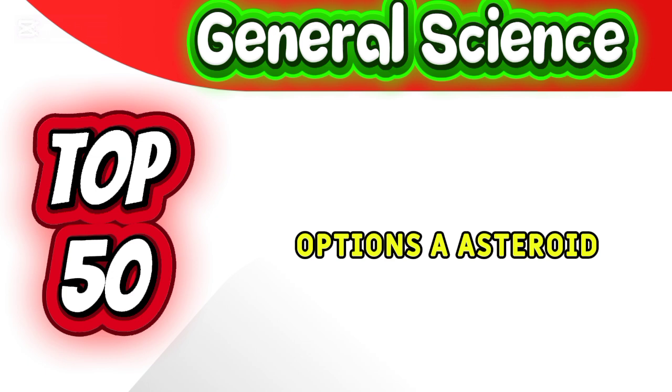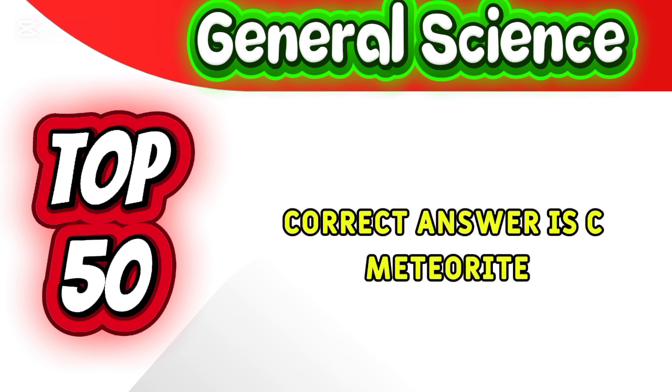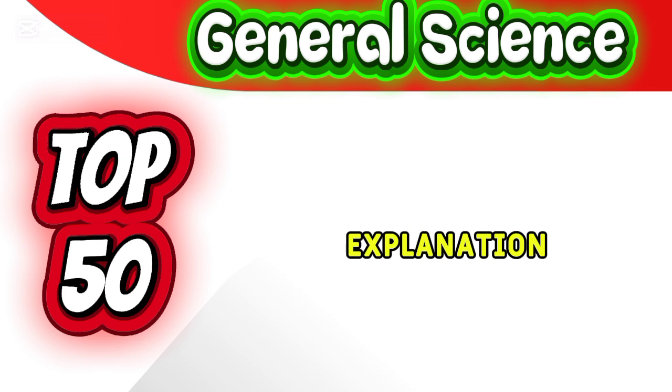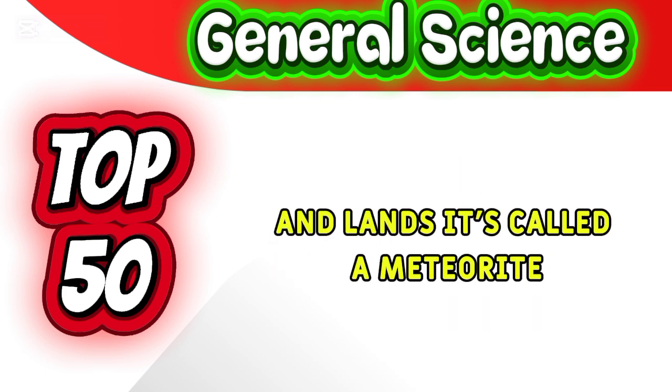44. Question. What is another name for a meteor that reaches Earth's surface? Options: A, asteroid, B, comet, C, meteorite, D, satellite. Correct answer is C, meteorite. Explanation. When a meteor survives its fiery trip through Earth's atmosphere and lands, it's called a meteorite.